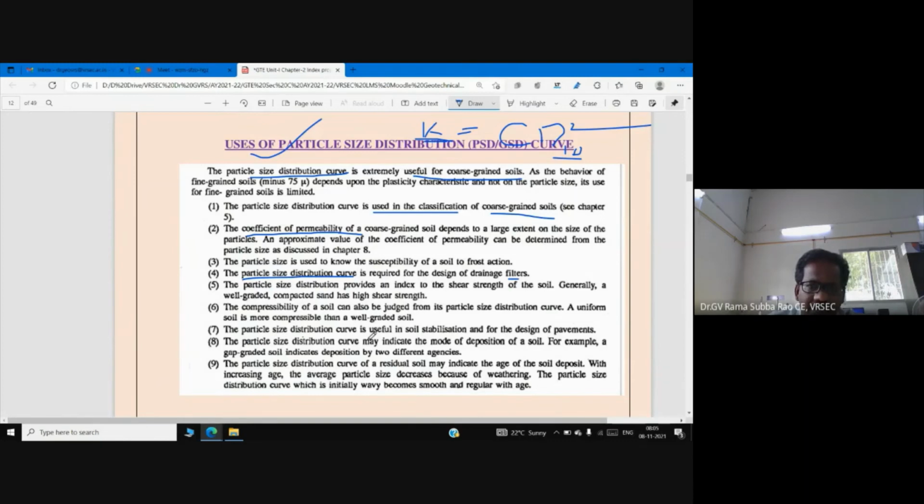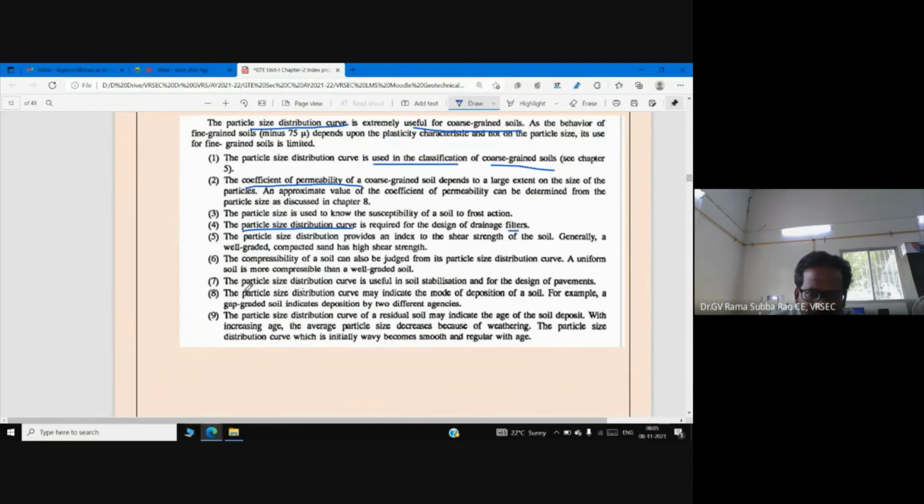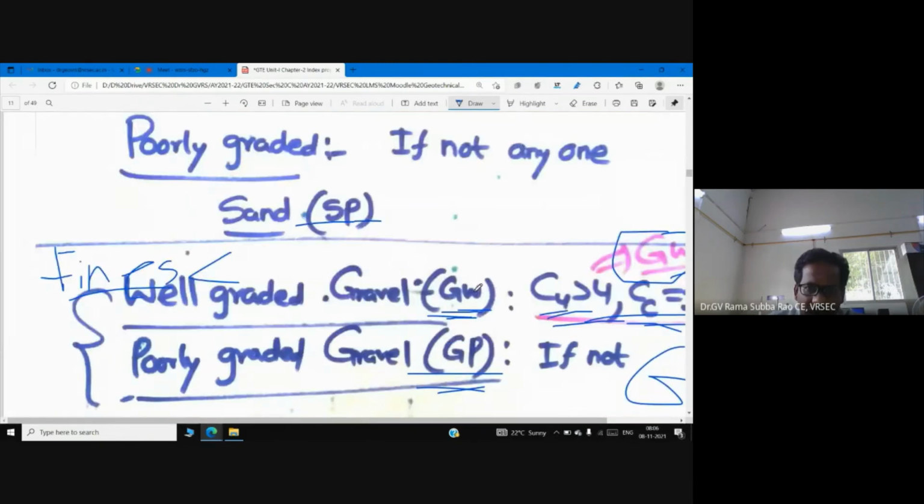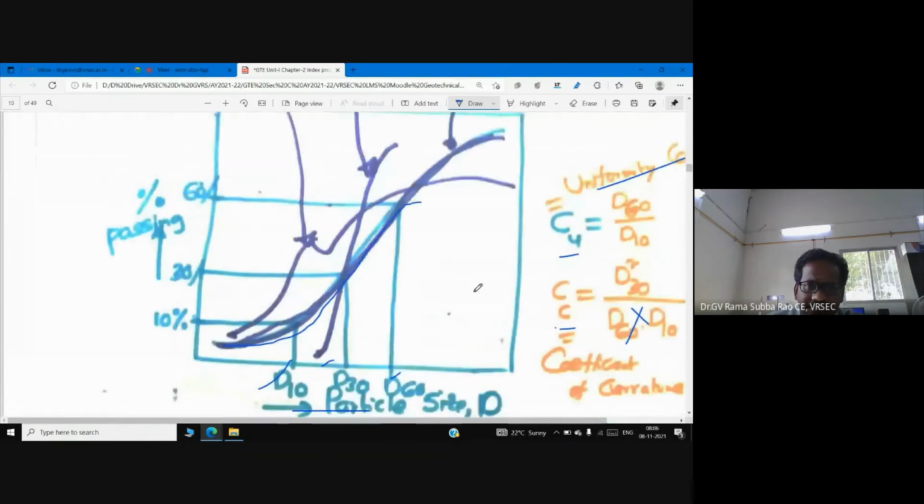The particle size distribution curve is also useful in soil stabilization. If somebody is involved in soil stabilization, especially mechanical stabilization, where we blend coarse grained soil and fine grained soil together, we make a new mix of soil that can be used for pavement courses. So there are so many benefits of this particular particle size distribution curve. So this is the particle size distribution curve.